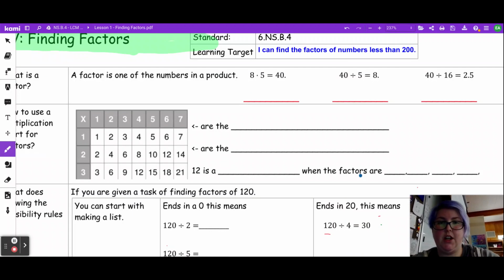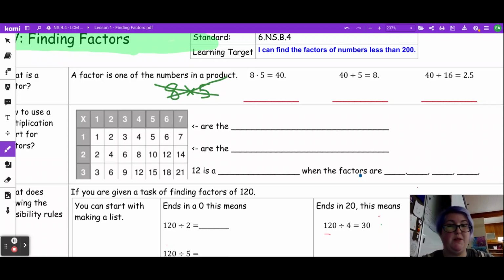Now the first thing you're going to notice, we did not do 8 and then times 5, the x. This is not what we're going to be doing in math this year. The dot right here is going to mean multiplication. So the factors of 40 include 5 and 8.